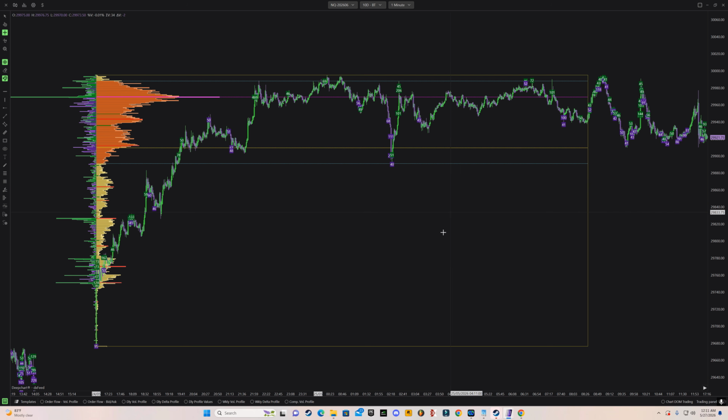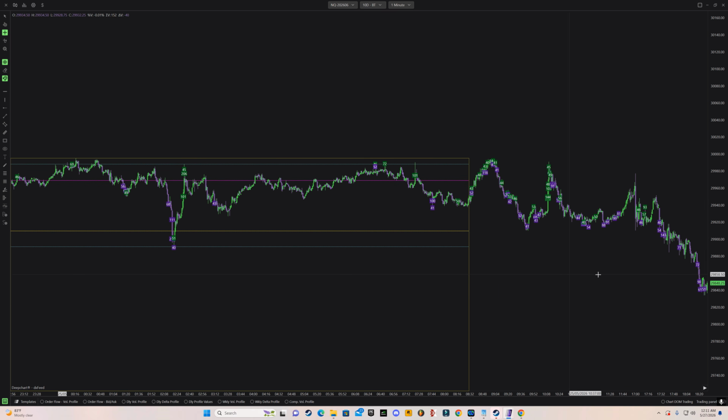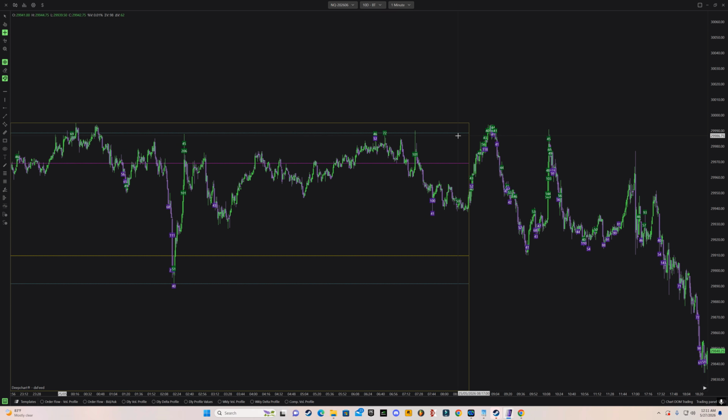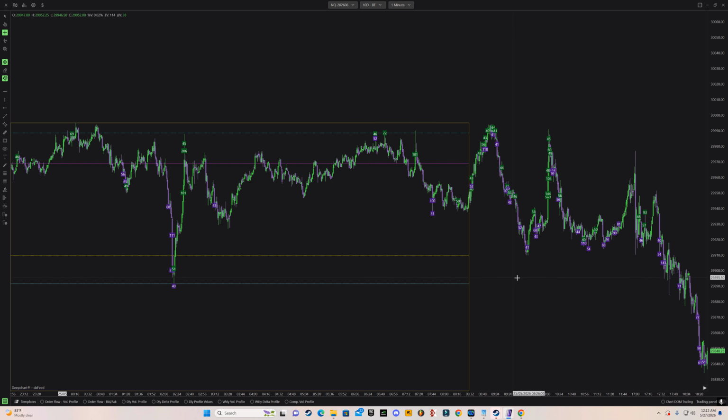All right. I have to change the time zone settings here, but I don't care at this point. So we have the overnight session from 18 till 9:30. And after that, you can see that we have the value area high, right? And also make sure you go to the settings here and choose the volume profile settings, go to data settings and set it to manual so it doesn't move, right, when you zoom out.